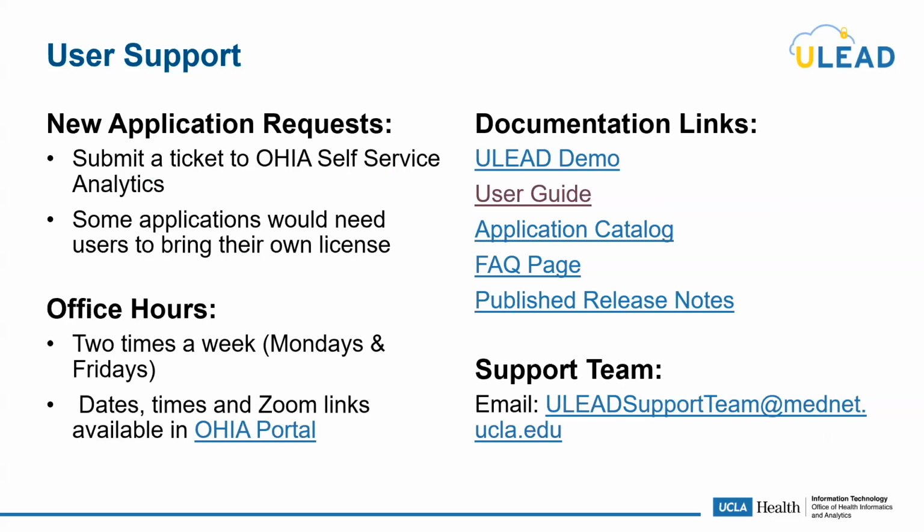And then lastly, here is just some information on user support. Any new application requests will be routed over to my team, the OHIA Self-Service Analytics team. So you can submit those requests there. Any applications that would require folks to have a license, you would need to give that information to us as well in order to be able to install it.